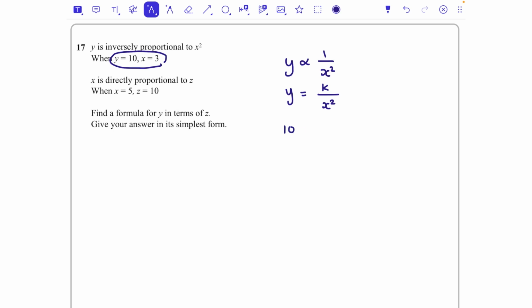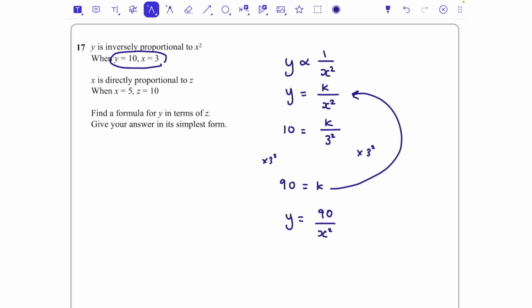So 10 is k over 3 squared. I'm just substituting in the values they've given us. 3 squared is 9, and I'm going to times both sides by that 3 squared, by that 9, and that gives me 90 equals k. Once you know what k is, go back to that equation and write y equals that k value now being put in over x squared. So I'm going to put a box around that because that is my formula. Now let's move on to the next one.